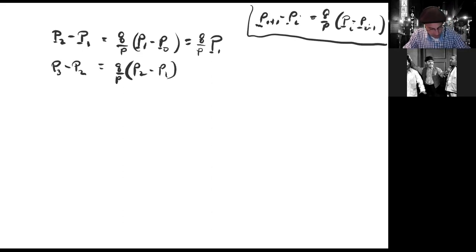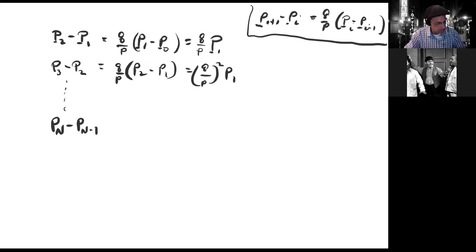But we know what that is, because we know that p2 minus p1 from the previous line is q over p times p1. So you get q over p squared times p1. Well, I think you can probably see the pattern from this. There's going to be a pattern: pn minus p(n-1) is equal to q over p to the power of n minus 1 times p1, and these are uppercase P's.